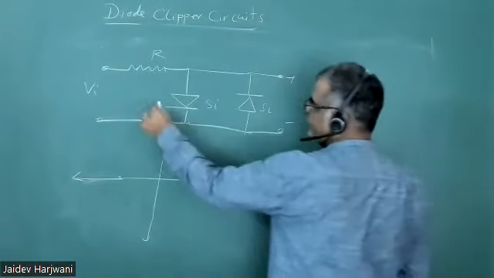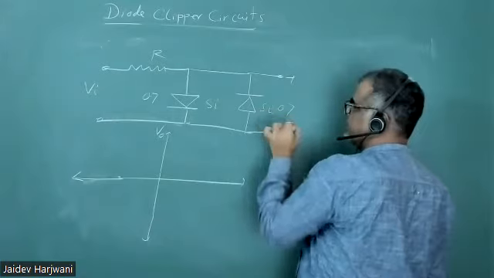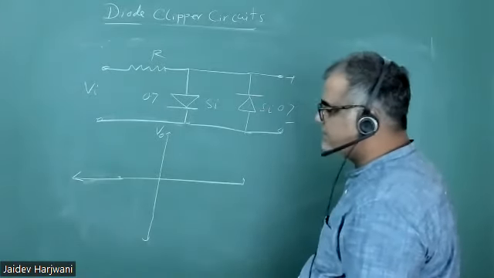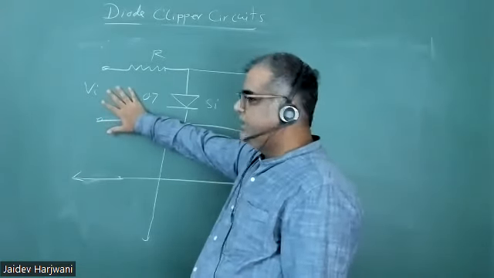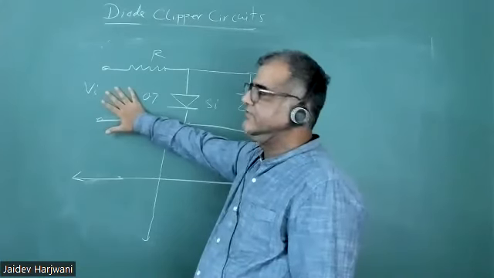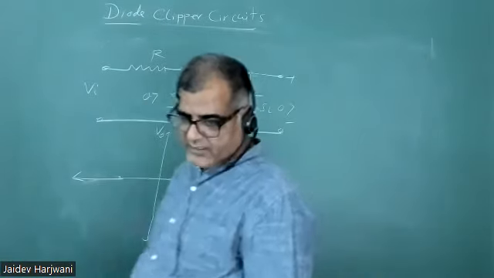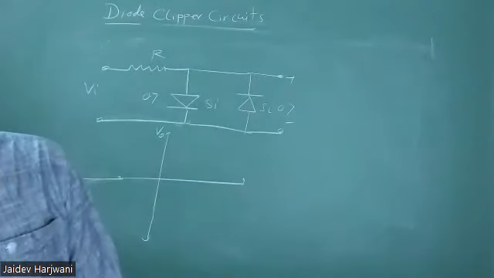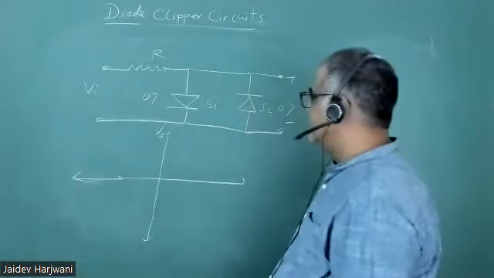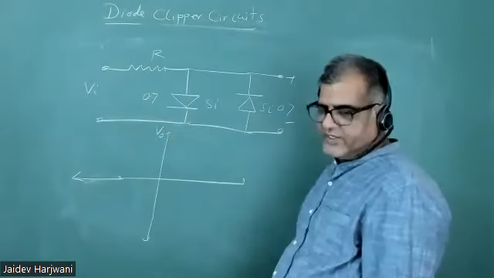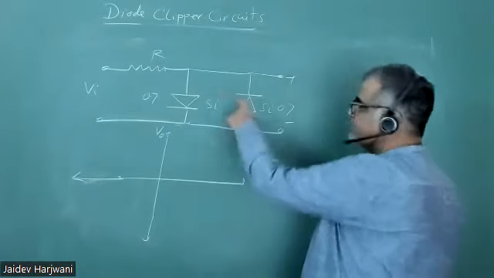Both require 0.7, this is also 0.7 for forward bias. So if I am applying forward bias, which diode can conduct? Tell me, first or second? Which diode can conduct for positive cycle? First one, sir. First one can conduct. And what is the voltage required for conduction? 0.7. And this is for positive cycle.